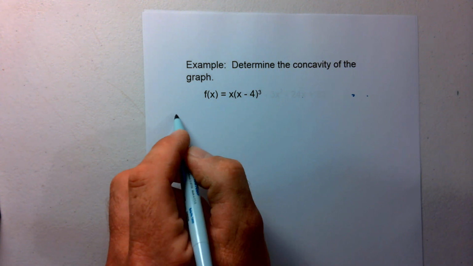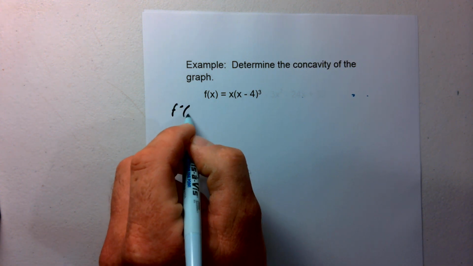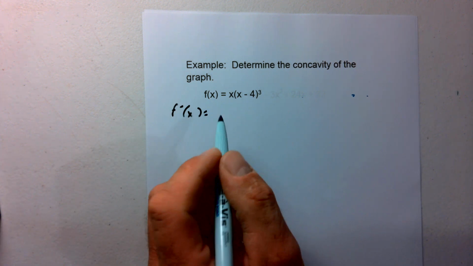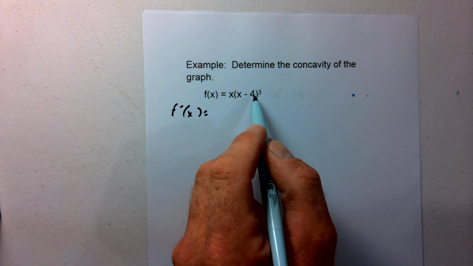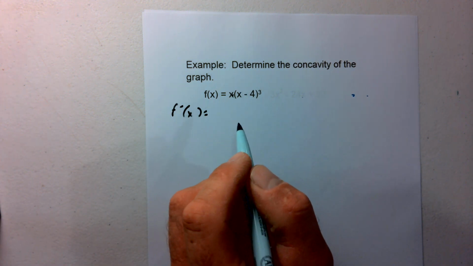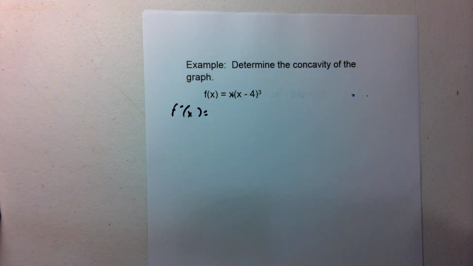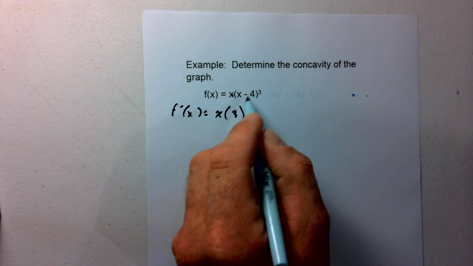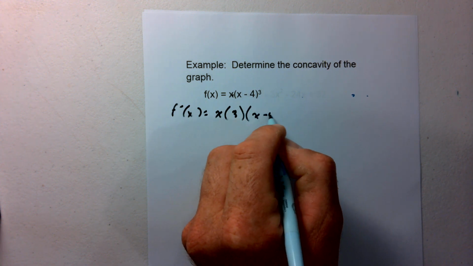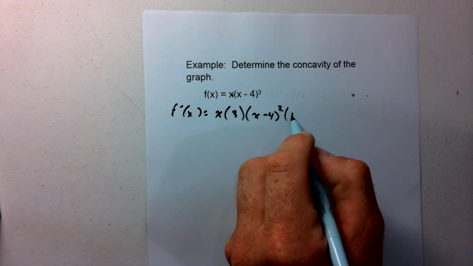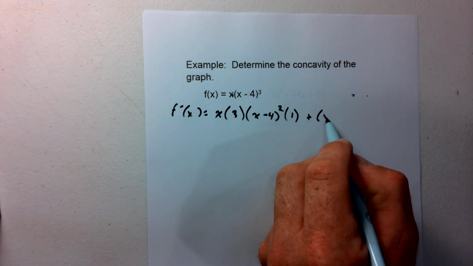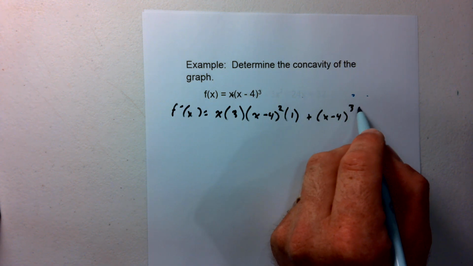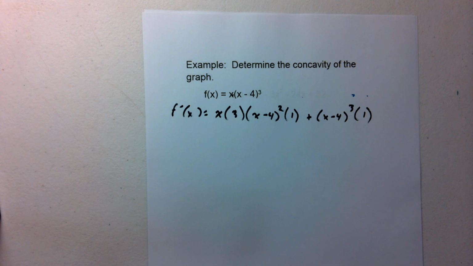So the first thing we're going to do is find our second derivative. In order to do that, we're going to find our first derivative first. We have x times x minus 4 to the third. The biggest thing here is getting our derivatives correct. So we have product rule. We have x times, here we have a chain rule, 3 times x minus 4 to the second times 1. Then we add x minus 4 to the third times 1.